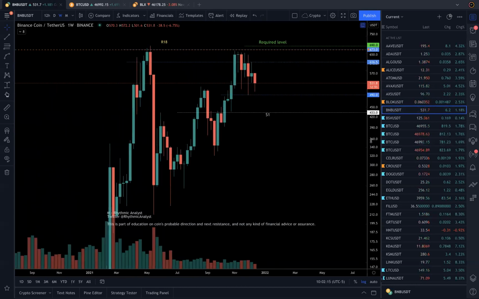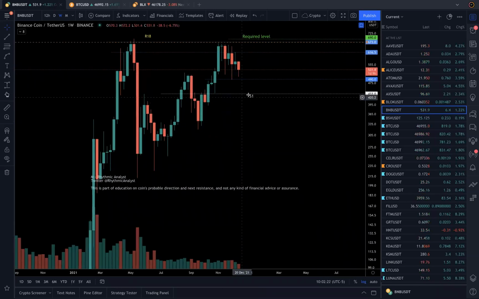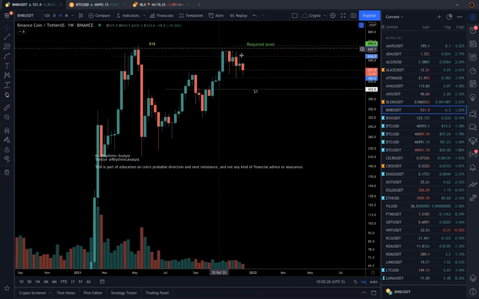BNB is one of the strongest coins, and it's holding up this level, the R16 level. It has not even touched this one, so it's showing strength, as you could see. But this is the required level. Nothing less than this is going to make me change my mind.